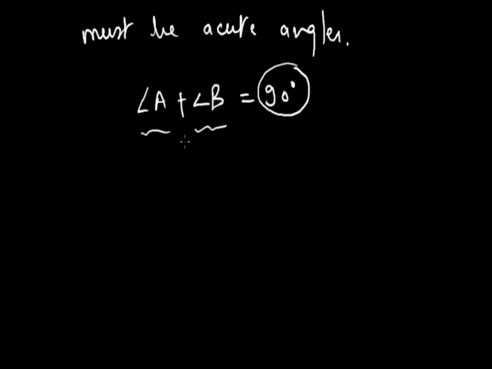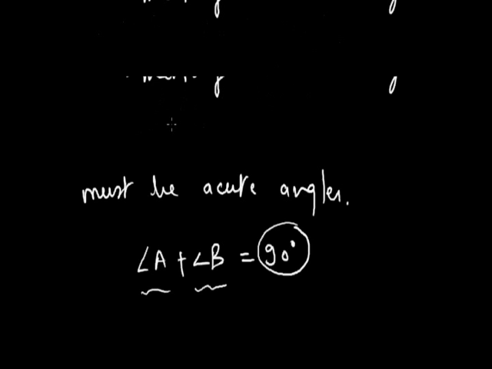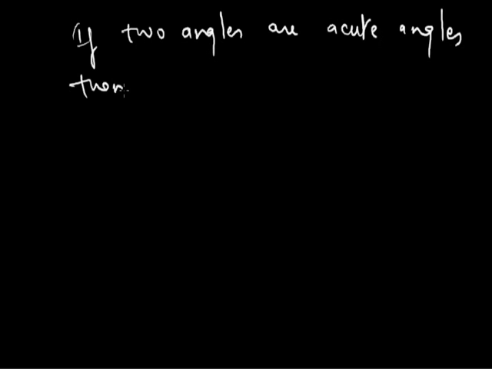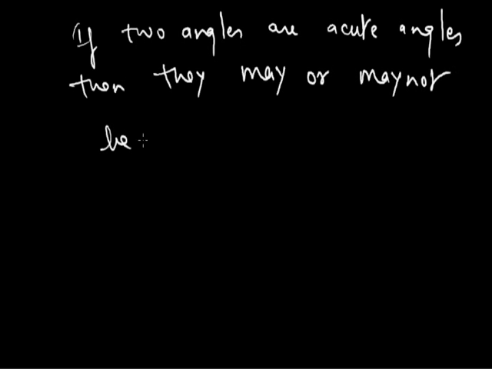But vice versa may or may not be true. What I said, the vice versa of the third condition. The third condition is if two angles are complementary, then both of them must be acute angles. It is true in this direction, but if this statement is read from the backward direction, it may or may not be true. Means if two angles are acute angles, then they may or may not be complementary angles.